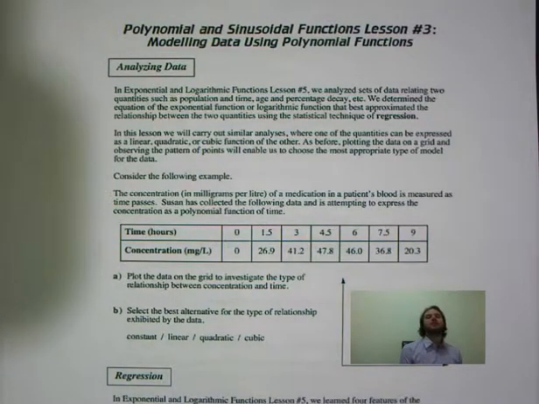Today we're looking at sinusoidal functions and polynomial functions, lesson 3. That's just modeling data using the polynomial function. This one here is fairly straightforward. We're just going to be using our graphing calculator here for polynomials. We're still not quite yet into sinusoidal. We're just looking at polynomial functions.